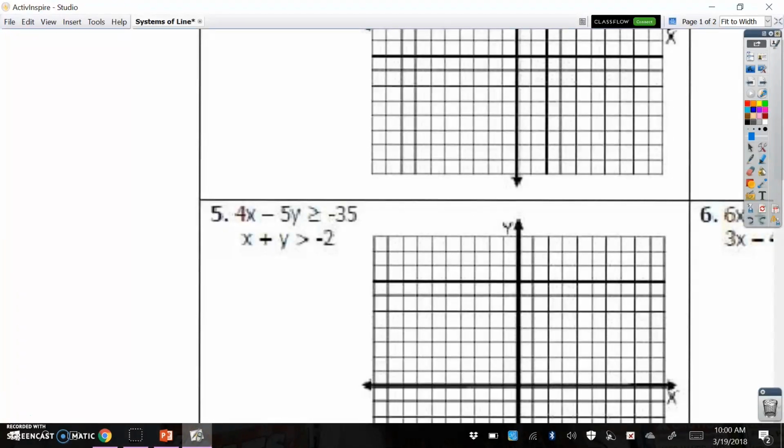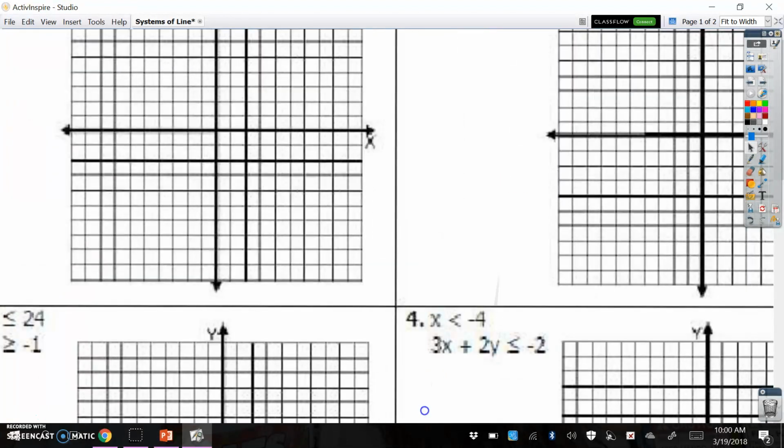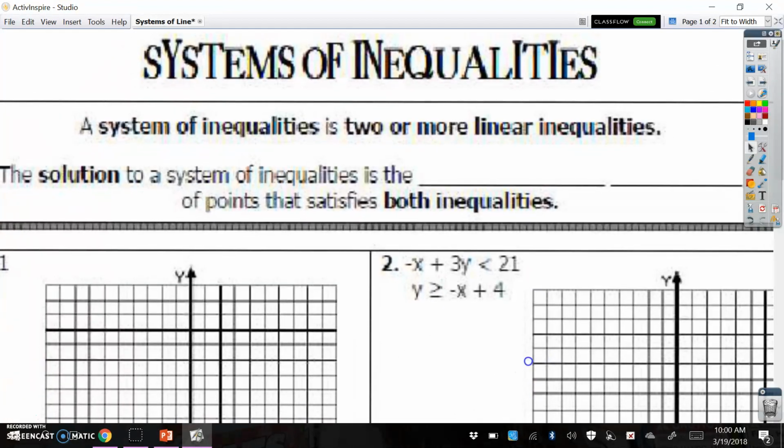Okay, we're going to be looking at the top of it real fast. Now this is going to look a little bit different than normal because I'm doing this on my tablet, not on the big old whiteboard. Okay, so a system of inequalities is two or more linear inequalities. So we're looking at two of them.